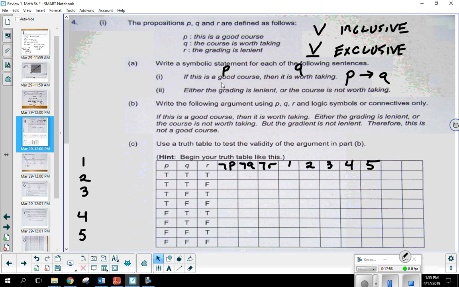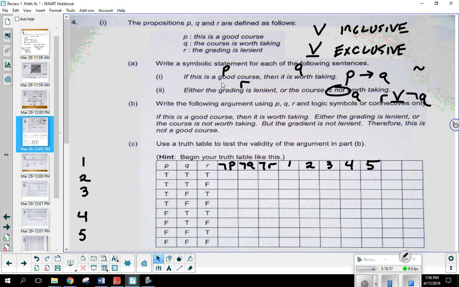So what would we do here? I would do exclusive. Okay, because it doesn't make sense for it to both be lenient and not worth taking. Does that make sense? But there's also something else there. Okay, well, it's not the either, the not. There we go. So the grading is lenient, that's R. The course is not worth taking. Now that's not Q. So what I would do is say R exclusive or. And how do we show not? Okay, it looks like the sideways L. Now remember, it can also show up on the exam as a little tilde symbol. Okay. So if it does, don't worry about that.